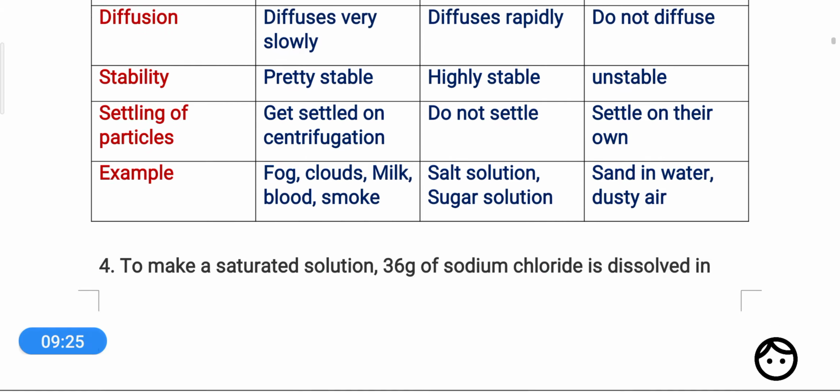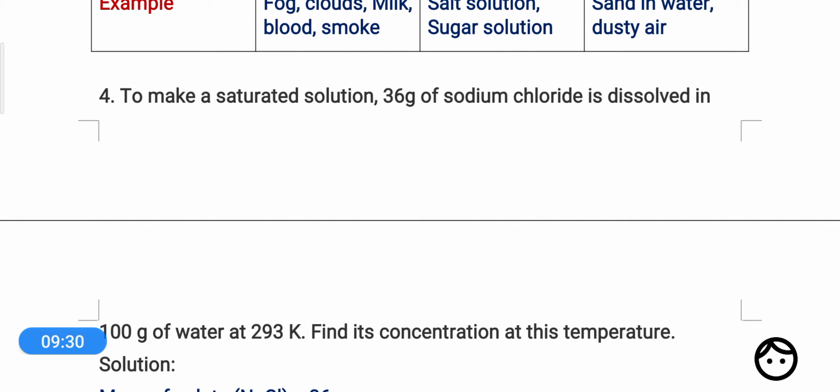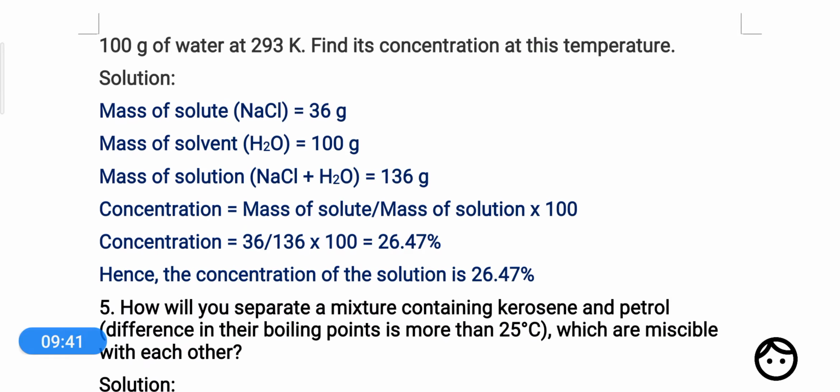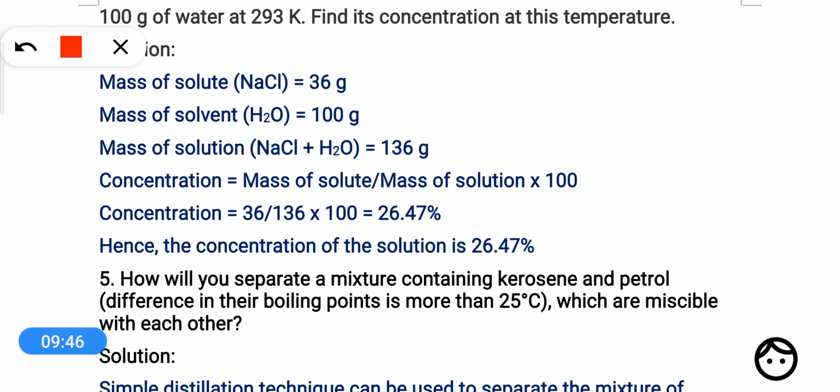Okay, now let's move on to the next question. To make a saturated solution, 36 gram of sodium chloride, that is common salt, is dissolved in 100 gram of water at 293 Kelvin. Find its concentration at this temperature. So actually what is the question? Let's understand the question. You are taking 100 gram water in a beaker, and you are dissolving 36 gram of salt, that is NaCl, in it. Now the solution is prepared. They are asking for its concentration.